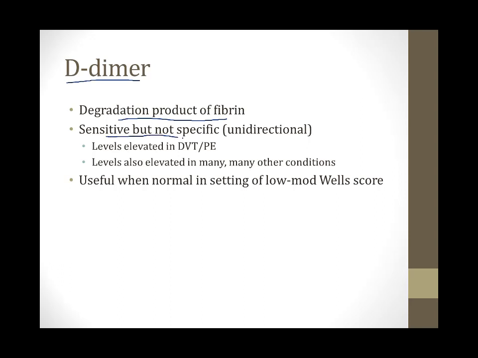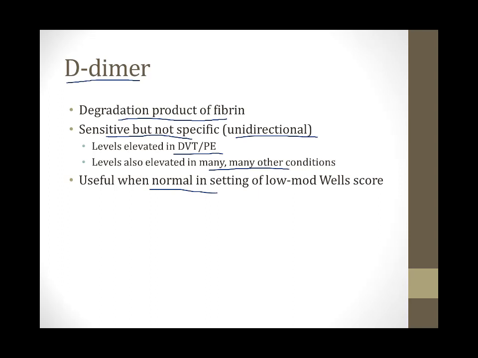For this reason, the finding of an increased D-dimer level in the plasma is a sensitive but not specific test for DVT or PE. Because it's sensitive but not specific, it's called a unidirectional test. Levels of the D-dimer in the plasma are elevated in the setting of DVT or PE. However, they are also elevated in many other conditions. For this reason, its greatest value is when the level of the D-dimer in the serum is normal or not increased. This argues strongly against the diagnosis of DVT or PE.